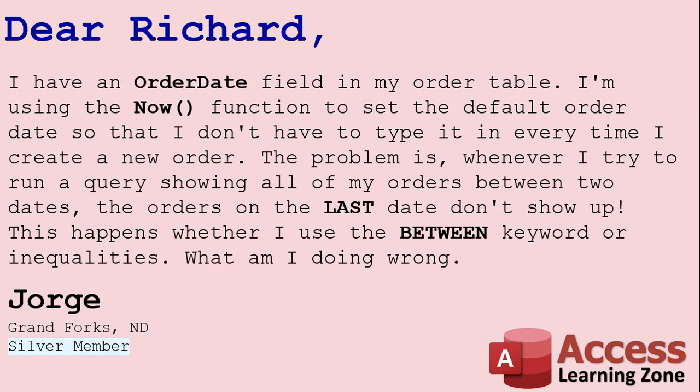The problem is, whenever I try to run a query showing all of my orders between two dates, the orders on the last date don't show up. This happens whether I use the between keyword or inequalities. What am I doing wrong? And that should be a question.